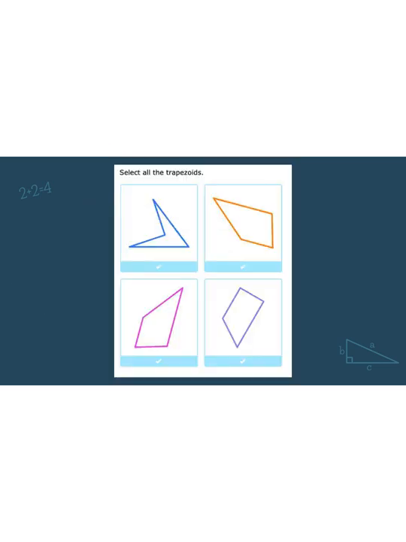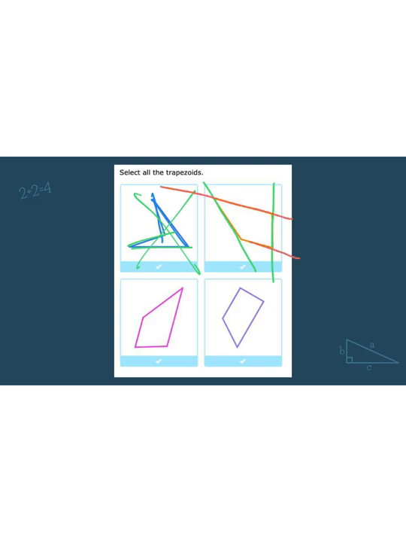All right, selecting all the trapezoids. So we've got four-sided figures, so we're just going to look at the sides. Is this side parallel with this side? Nope. Is this side parallel with this side? Nope. So this would not be a trapezoid. Okay, let's look here. We've got this side length and this side length. Those look like they could possibly intersect, but let's look at the other side.